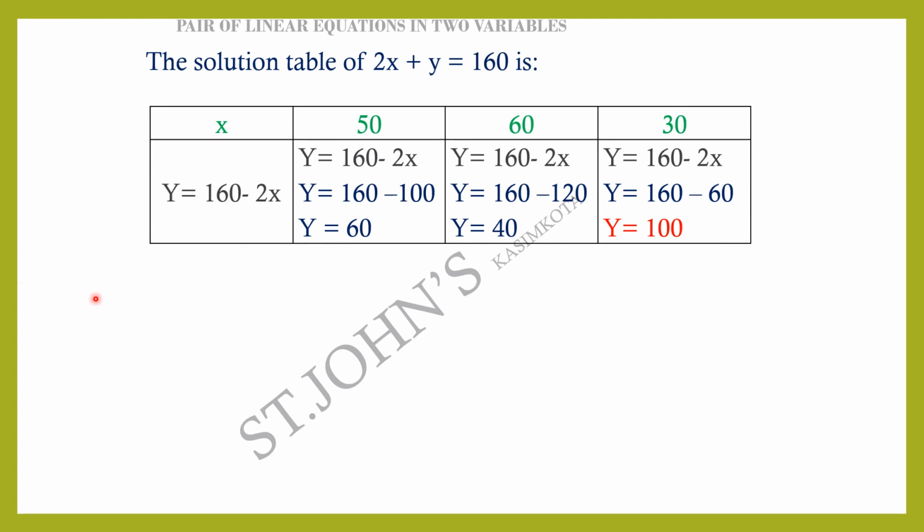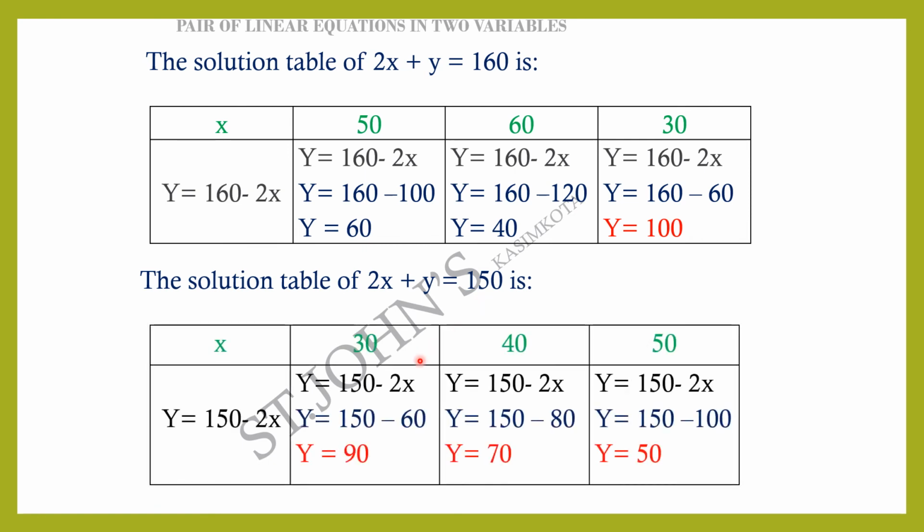Now we are going to find the solution for the second equation. The solution table of the second equation, 2x plus y equals 150. What is the value of y here? y equals 150 minus 2x. Write the table of x and y. First, take x equal to 30.